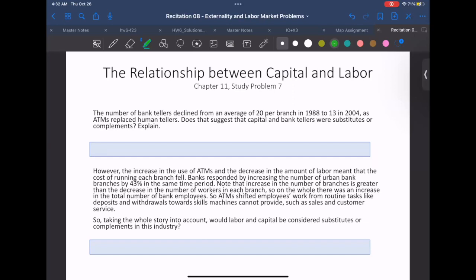So, substitutes means that you can replace one with the other. Complements means that they go together, like peanut butter and jelly. In this case, if ATMs are replacing human tellers, then capital and bank tellers are going to be substitutes. So, in this case, substitutes. The ATMs displace the tellers.